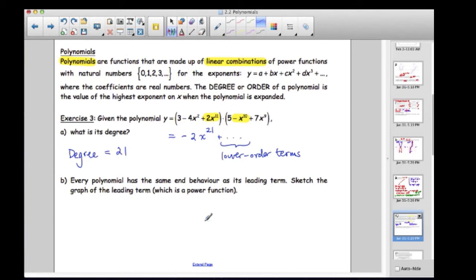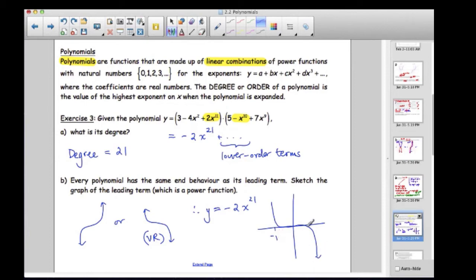Every polynomial then has the same end behavior as its leading term. We want to sketch the graph of the leading term, which is a power function. In this case, we have x to the 21, which is odd, and we saw that the odd-shaped polynomials look like this, or like this, depending on whether we have a vertical reflection. This second graph has a vertical reflection. So our polynomial, the graph of the leading term, would look something like this. Very flat, probably, between x equals -1 and +1, because of the high exponent 21.